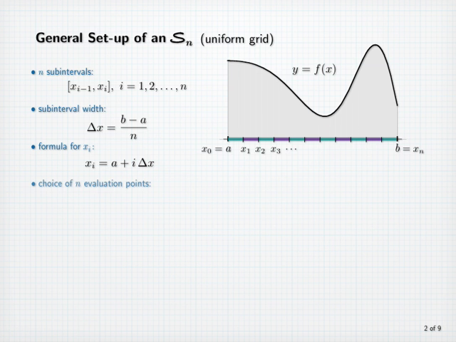Now we make a choice of n evaluation points, x hat 1, x hat 2, and so forth up to x hat n, where x hat sub i is in the ith subinterval. In other words, x hat sub i is between x sub i minus 1 and xi. These are the yellow dots that you see along the x-axis in the picture. We evaluate the function at each of those numbers to obtain heights for our rectangles.